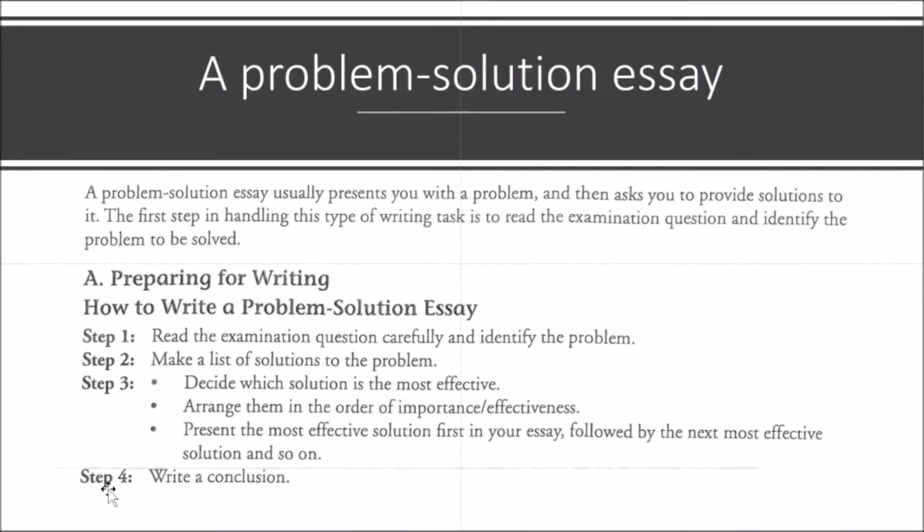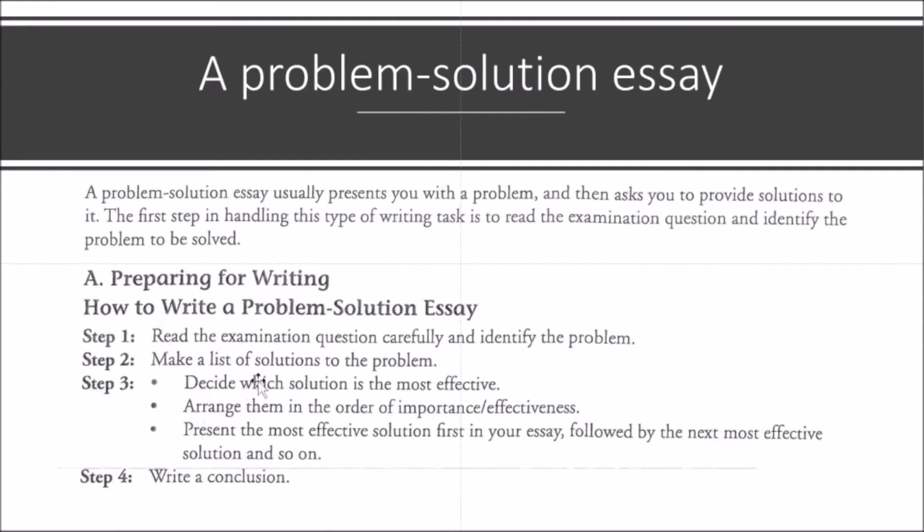So here are the steps. First, you need to read the exam question carefully and identify the problem. Okay? Make a list of solutions to the problem. Step 3, decide which solution is the most effective, feasible, the most important. Arrange them in the order of importance or effectiveness. Present the most effective solution first in your essay and followed by the next most effective solution and so on. And step 4, write a conclusion.